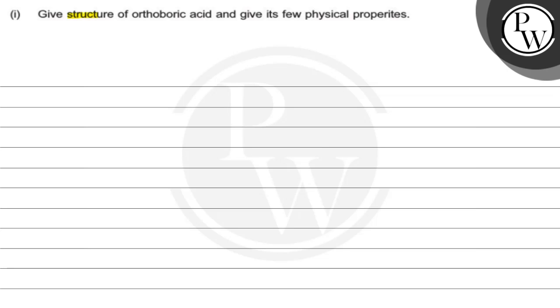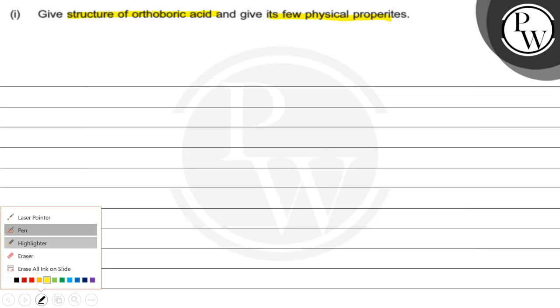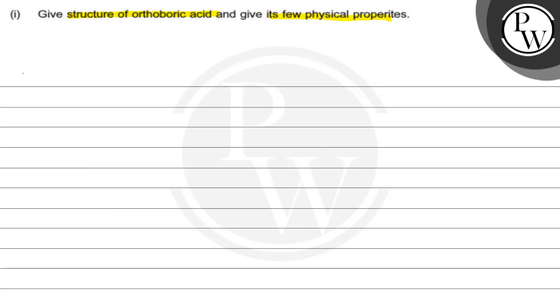The question says give structure of orthoboric acid and give its physical properties. इस क्वेश्चन में हमसे ऑर्थोबोरिक एसिड का स्ट्रक्चर पूछा गया है और उसकी फिजिकल प्रॉपर्टीज हमें यहाँ बतानी है। तो यहाँ हम देखेंगे कि हमारा मेन की कंसेप्ट क्या हो जाएगा यहाँ ऑर्थोबोरिक एसिड. So here we write the key concept of this question is orthoboric acid.